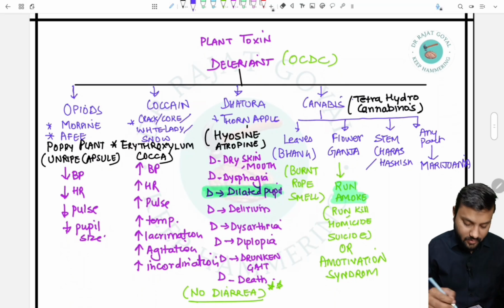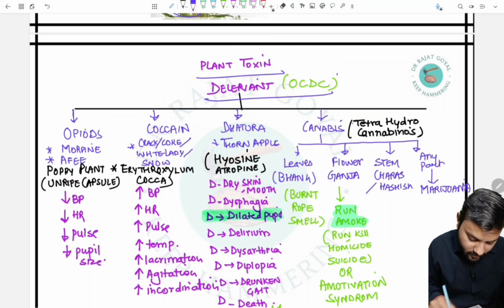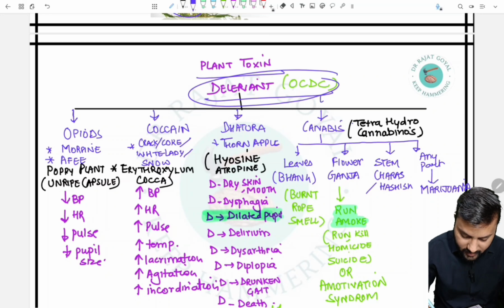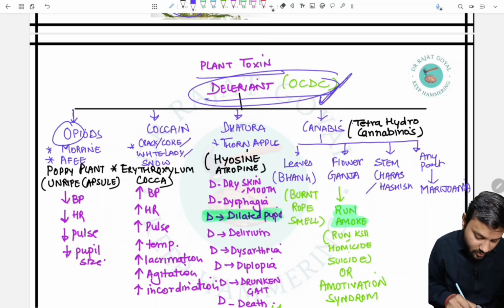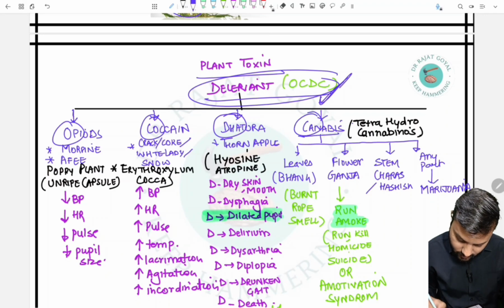So now we will talk about the plant toxin that we have seen in the images above. We can remember it by the OCDC. OCDC means opiates, cocaine, datura, and cannabis.